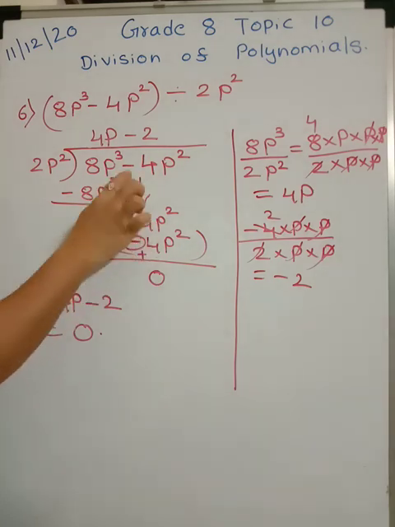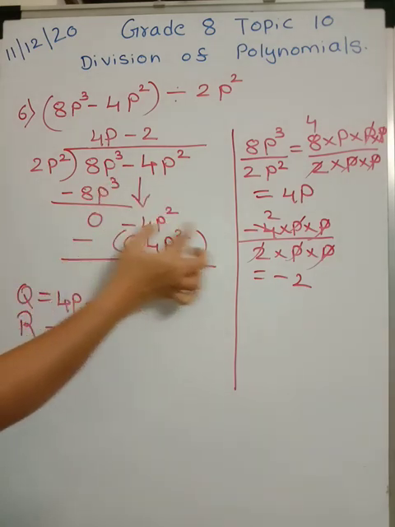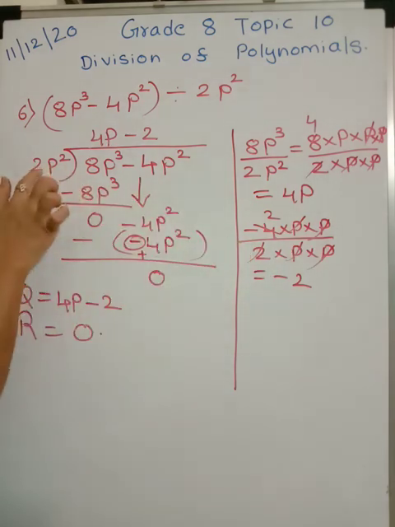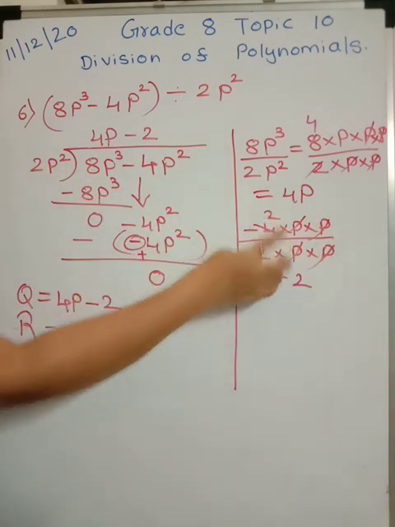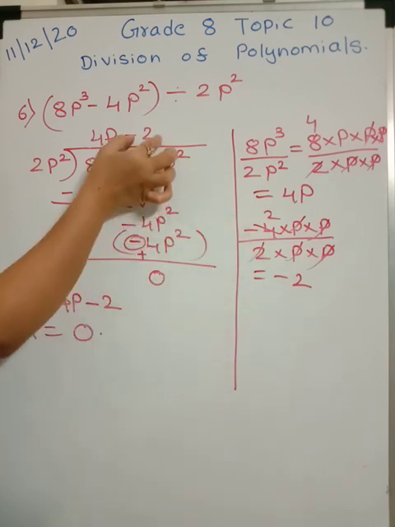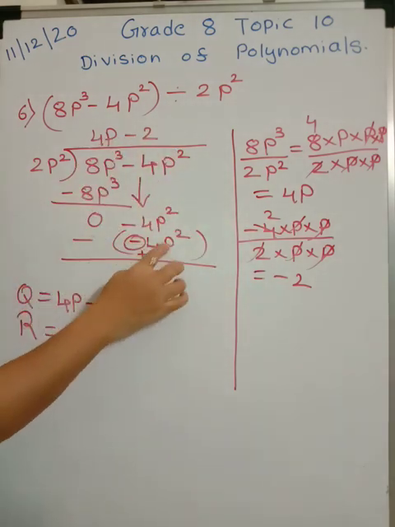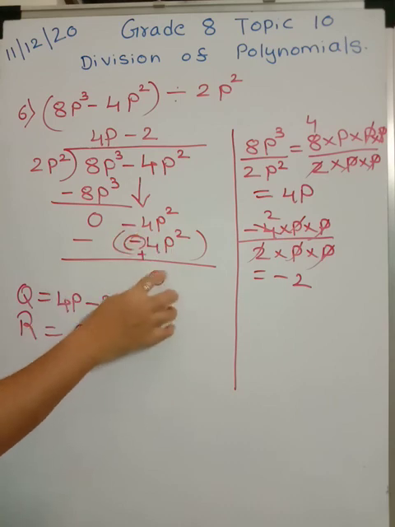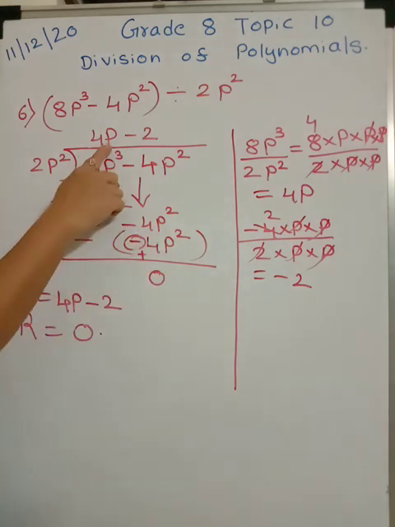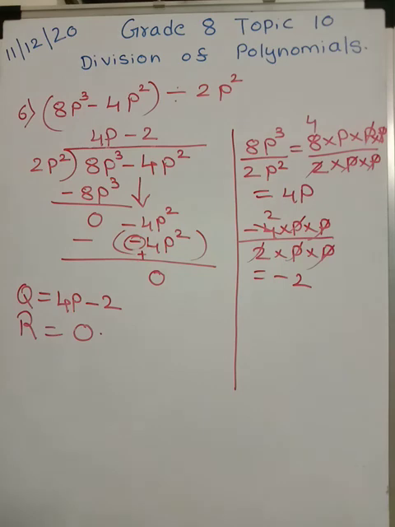Now you are taking down minus 4p square. Now take this minus 4p square, divide it again with 2p square. P will be cancelled. 2 ones are 2 and 2 twos are 4. We are left with minus 2. Minus 2 I am writing. You will get minus 4p square. Now minus into minus, this will be plus. And therefore 4 minus 4. 4p square minus 4p square, remainder is 0. So your quotient is 4p minus 2 and your remainder is 0.